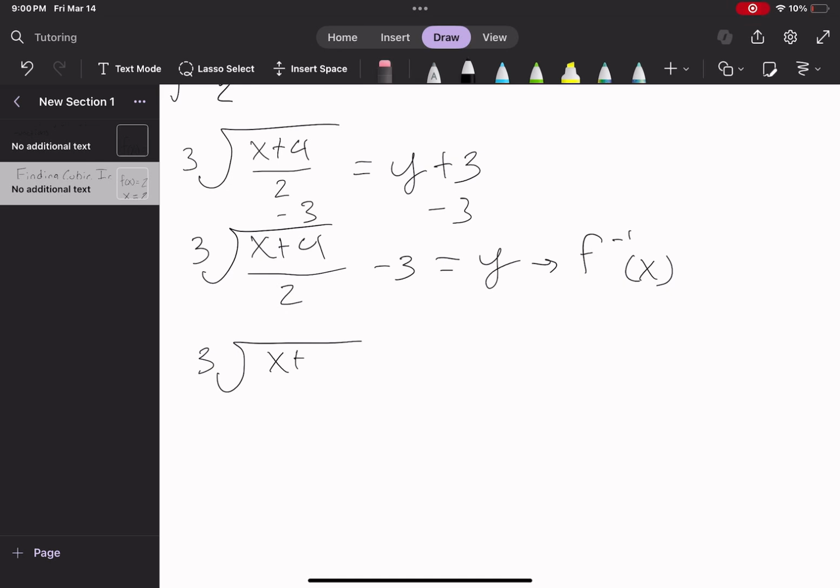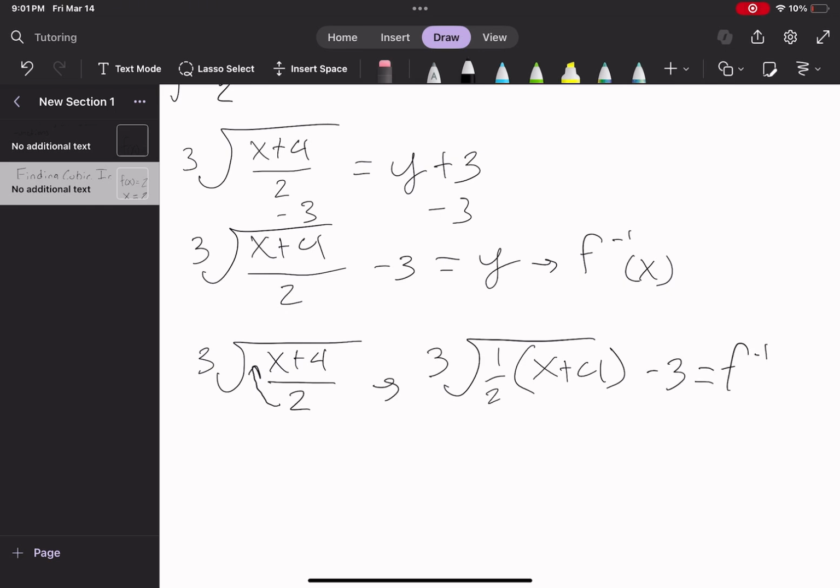Just like the last ones, that 2 in the denominator will get moved in front of the (x plus 4) to now form the cubic root of 1/2 times (x plus 4) minus 3 is equal to f inverse of x. And so here's your answer.